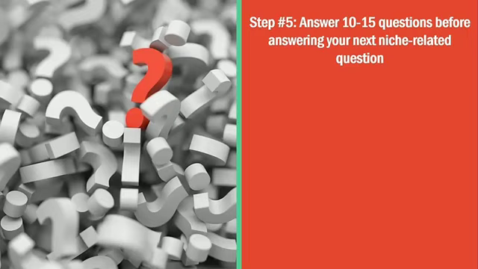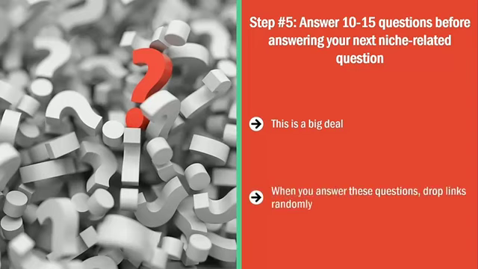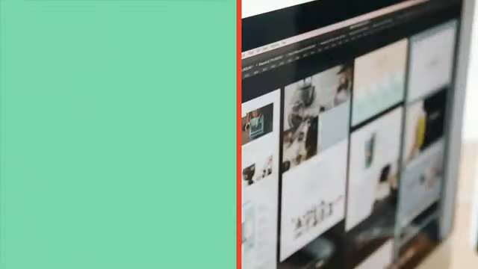Step number 5, answer 10 to 15 questions before answering your next niche-related question. This is a big deal. You can't just answer only questions related to your niche. You're going to be too obvious when you do that. I suggest that you answer 10 to 15 other unrelated questions in a wide range of unrelated niches. When you answer these questions, drop links randomly. This is curated content that answers their questions and is extremely helpful. These links are not related to your niche. When you do this, you build authority. You begin to look like a legitimate and bona fide member of the Quora community.